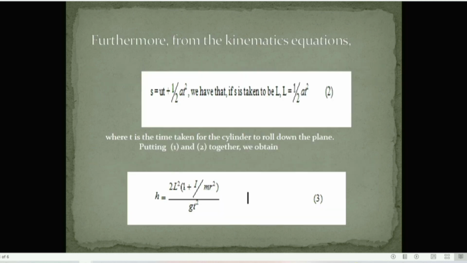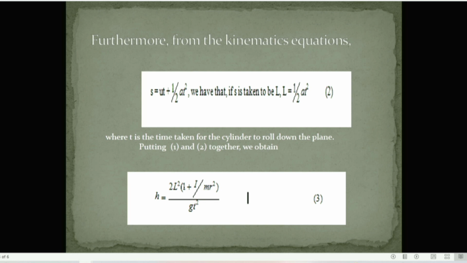Furthermore, from your equations of motion, which I can call the kinematics equations, one of the equations says that s equals u t plus half a t squared. s is the distance covered, a is the acceleration, t is the time. And from that, if your initial velocity is 0, because the cylindrical object is at rest, then L is representing your s, as you can see in equation 2. So if initial velocity u is 0, the equation reduces to L equals half a t squared, where t is the time taken for the cylinder to roll down the plane.